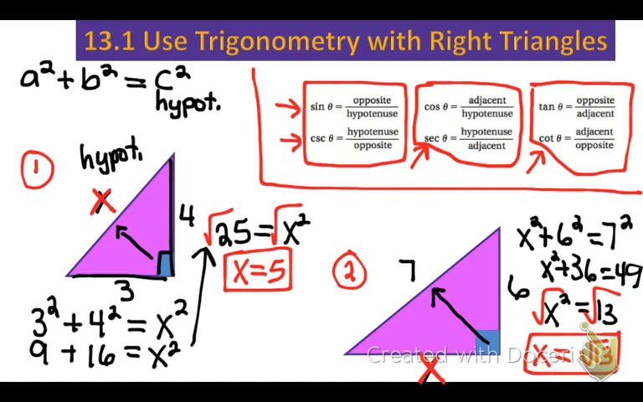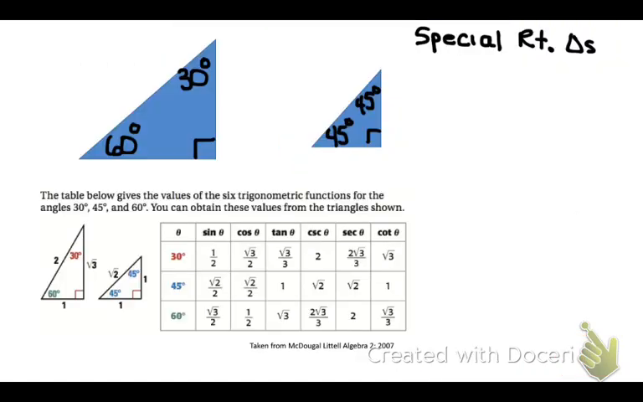And the final thing you might be asking yourself, what is this? This is a Greek letter, and we call it theta, and it typically represents one of the angles that are acute, not the 90-degree angle. All right, so here we're going to look at our special right triangles. Again, you should be familiar with these from geometry class.